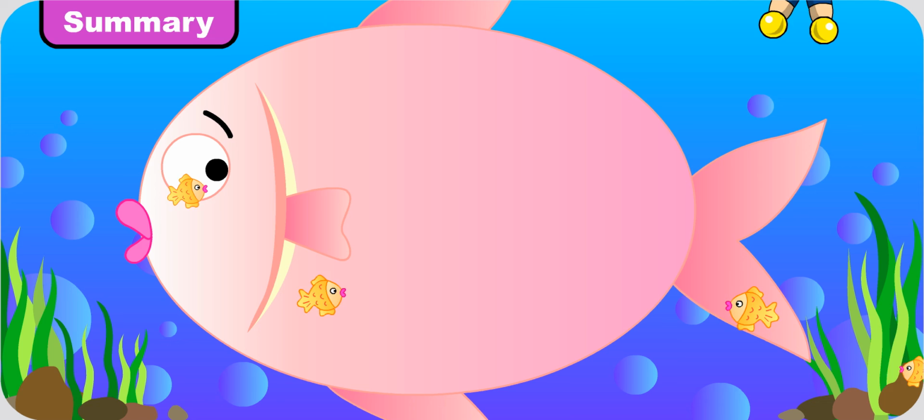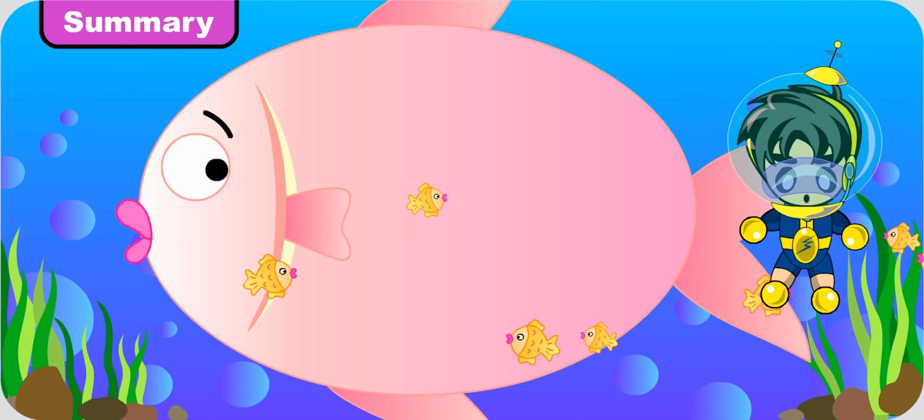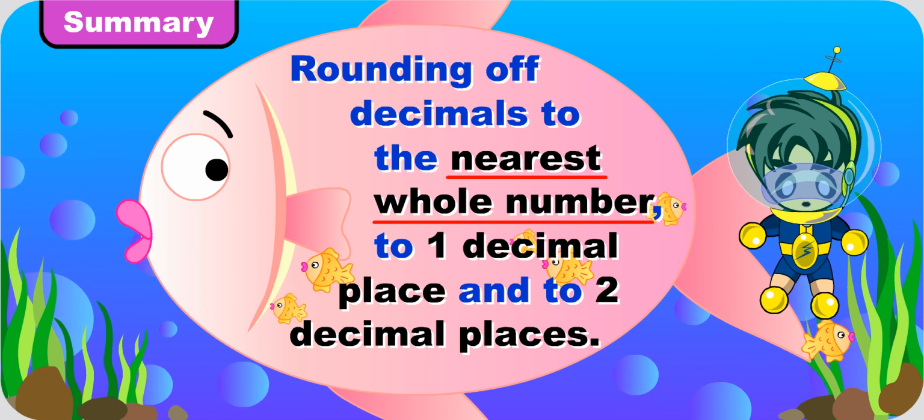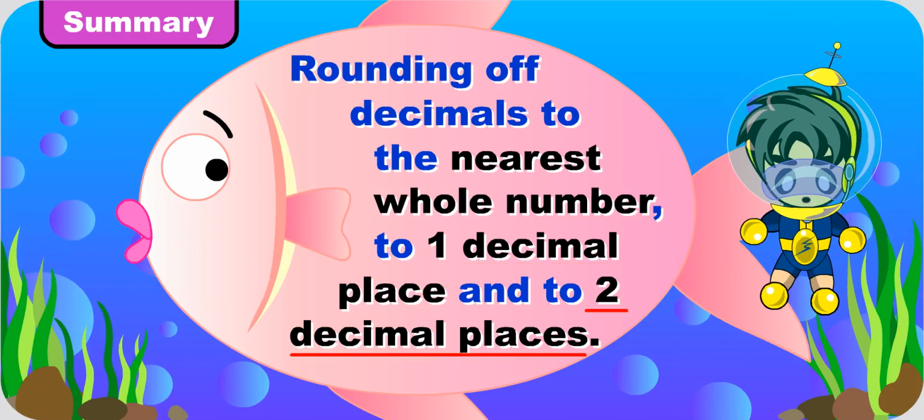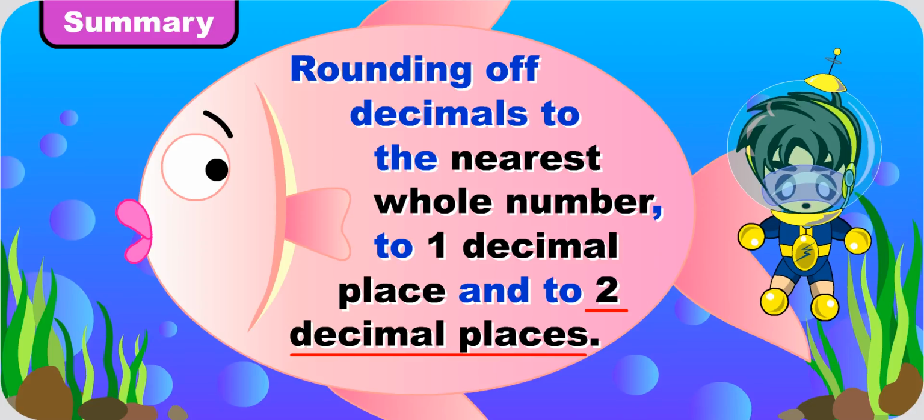What have you learned today, Turbo Boy? I've learned how to round off decimals to the nearest whole number, to 1 decimal place, and to 2 decimal places. Can you give me some examples?